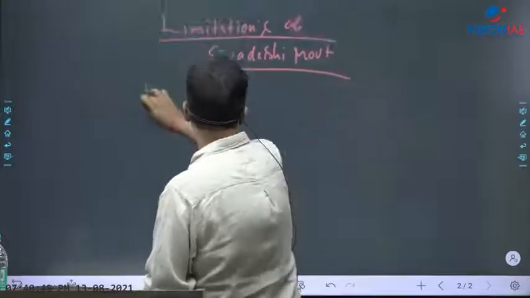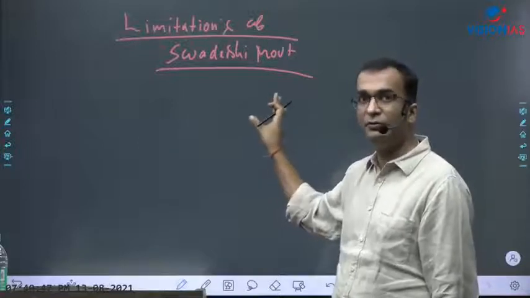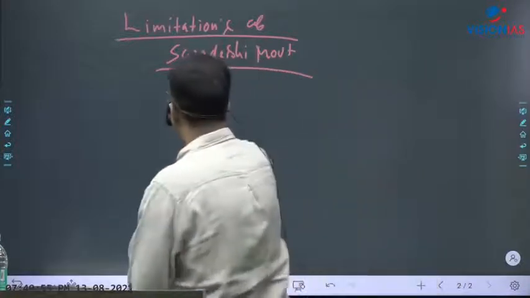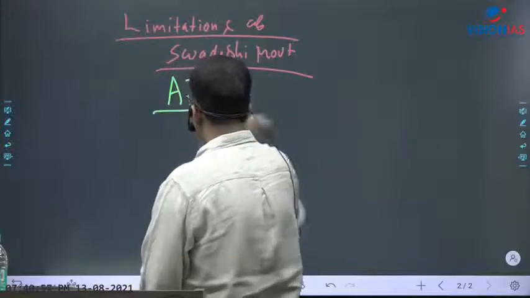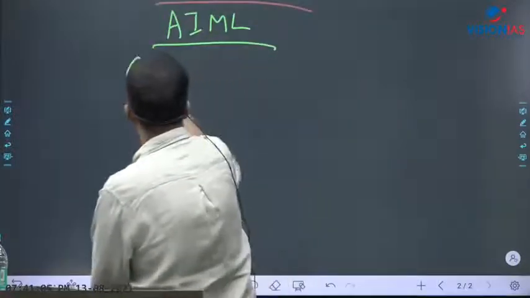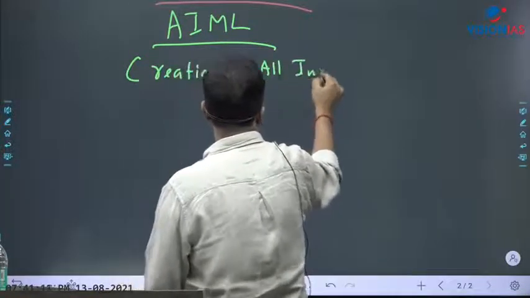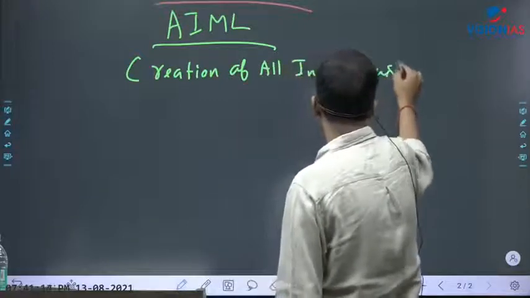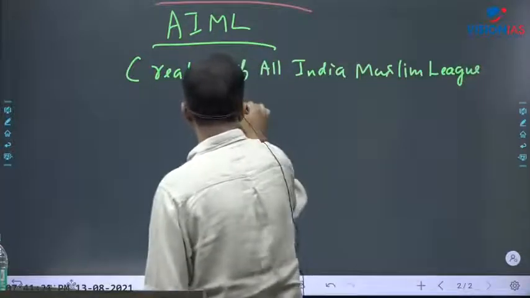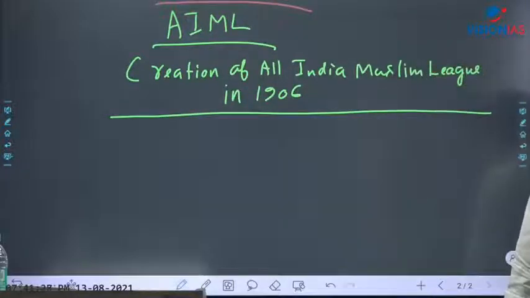Now listen, this particular aspect which we have written right now, limitations of the Swadeshi movement, one such reason is the formation of this organization. And what is this organization? AIML, the All India Muslim League. So let's talk about that. Creation of All India Muslim League in 1906.